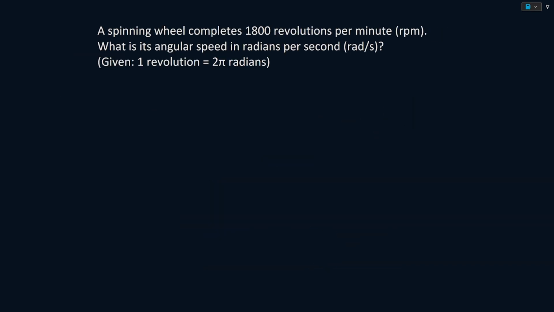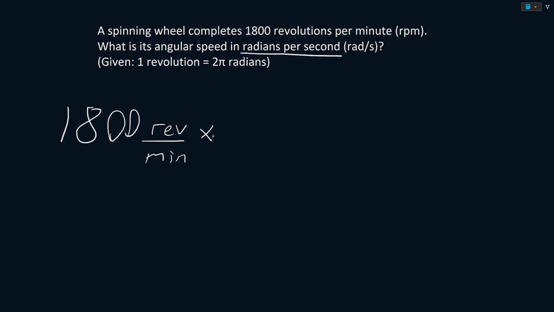A spinning wheel completes 1,800 revolutions per minute. What is its angular speed in radians per second? We were given 1,800 revs per minute, and we want to convert this to radians per second. First, we will convert the revolutions to radians by multiplying by our conversion factor of 1 revolution to 2 pi radians. We put 2 pi radians on top and 1 revolution on the bottom.